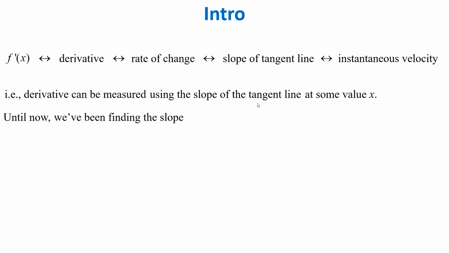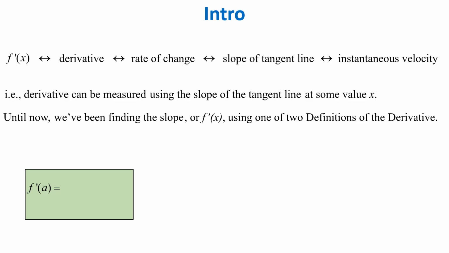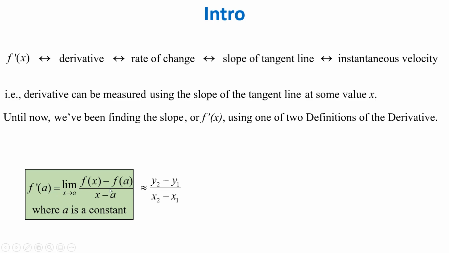And until now, we've been finding the slope, or f prime of x, using one of the two definitions of the derivative. The first one was f prime of some constant a, the limit as x approaches a of f of x minus f of a over x minus a, where a is a constant. And I showed you how this is approximately like slope, because it's approximately y2 minus y1 over x2 minus x1, where x1, y1 and x2, y2 are points on the curve.